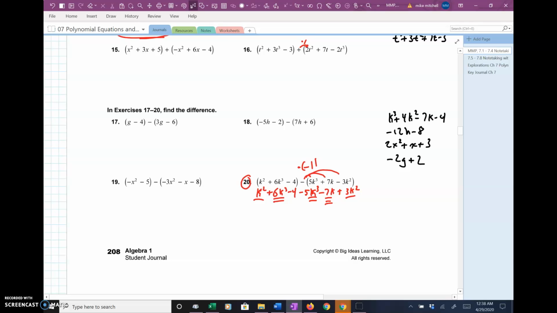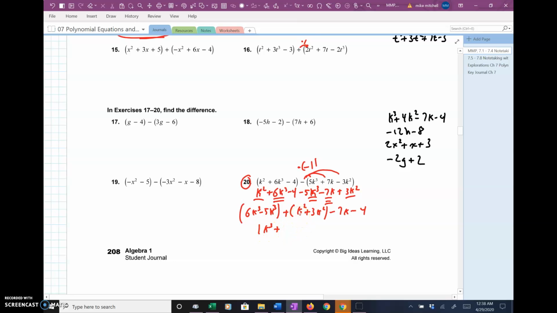So I'm going to have 6k cubed minus 5k cubed. This is really bad writing, I'm sorry about that. And then I have that k squared plus 3k squared. And then I got the minus 7k, nothing goes with that. I got the minus 4, nothing goes with that. This is 1k cubed. So you could just have k cubed there.